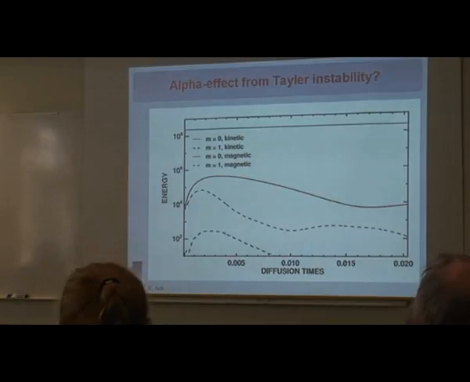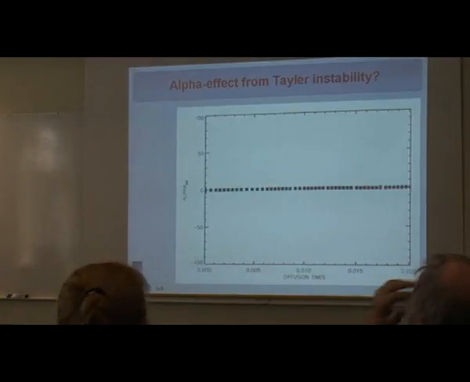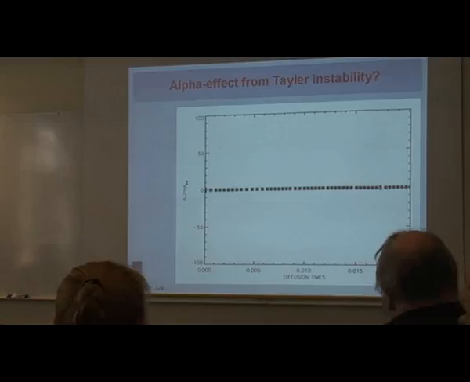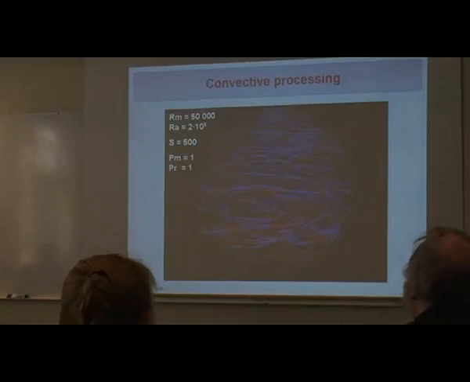So how does the alpha effect look in this case? It is 0. It is quite convincing that the alpha effect was indeed produced by the Taylor instability. And that's the main result of this computation.